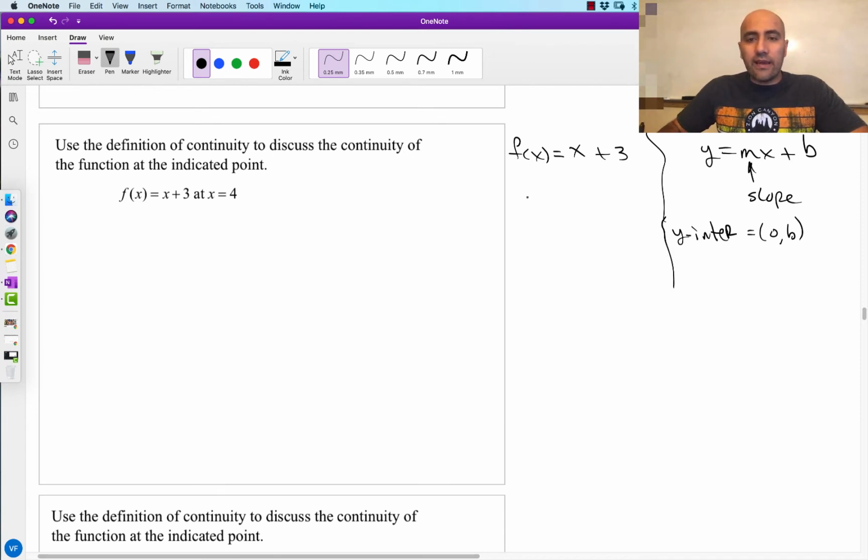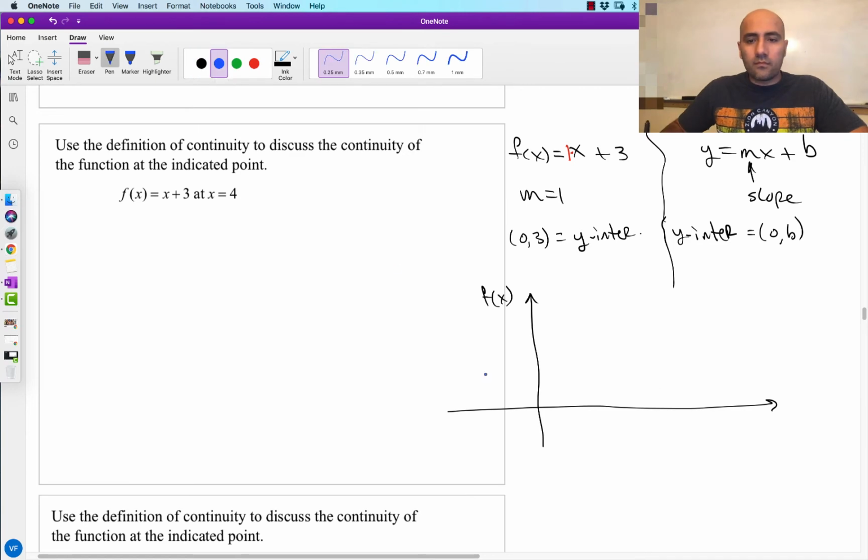So for us, we have that m equals 1. There's this invisible 1 there if there's nothing else. So m equals 1, and we have that 0 comma 3 is the y-intercept. If we have that, then we can easily get a rough sketch. We know it goes through the point 0 comma 3. It's a linear equation with positive slope, and I can do a little triangle here.